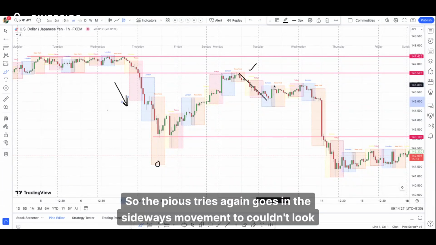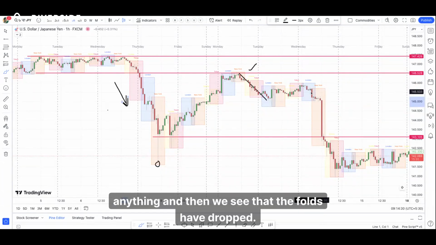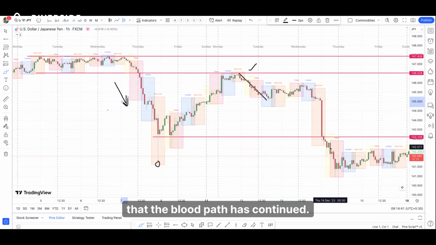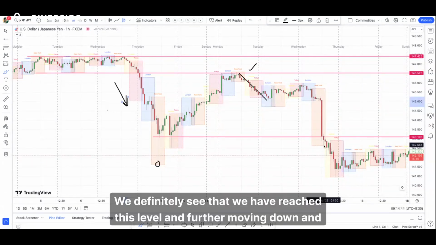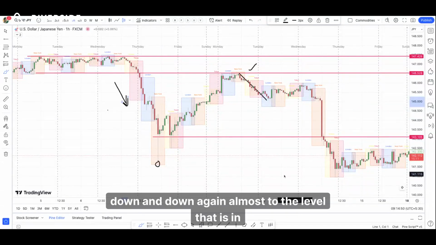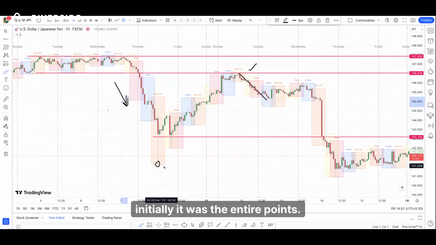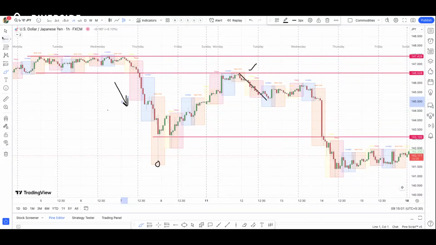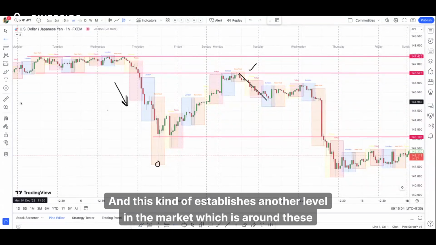So the buyers try again, go into a sideways movement, couldn't do anything, and then we see that they dropped further. Okay, which is again towards mid-Wednesday, in the New York session, where the bloodbath has continued. And we definitely see that we have reached this level and are further moving down and down and down again, almost to the level that initially reversed the entire price. Okay, and if you see, the price has been moving sideways until then. Okay, and this kind of establishes another level in the market, which is around these levels.